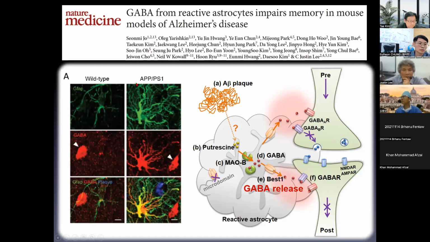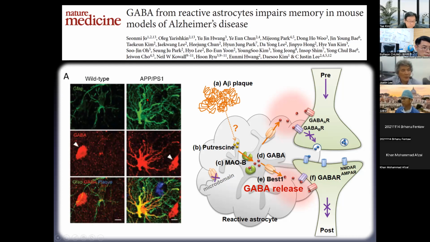Okay, so in 2014 we published the first report about this reactive astrocyte involved in Alzheimer's disease. We demonstrated that reactive astrocytes produce GABA by the action of the MAO-B enzyme, monoamine oxidase B, and this GABA is tonically released from the reactive astrocyte and strongly inhibits the neighboring neurons presynaptically and postsynaptically. As you see in this picture, the astrocyte in the normal condition does not contain this GABA in the red color. However, the neighboring neuron has a high level of GABA, which is typical GABA production by GABAergic neurons.